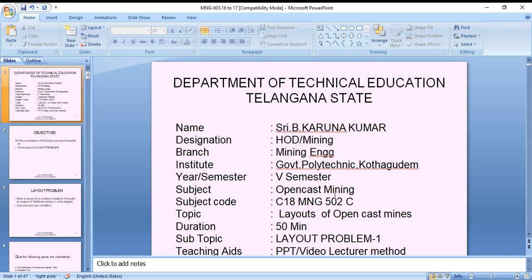going on in that particular mine capacity. What are the activities required to meet the production target, the monthly or yearly production target? So what are the essential things that come into the picture? All of these things are called layout problems.